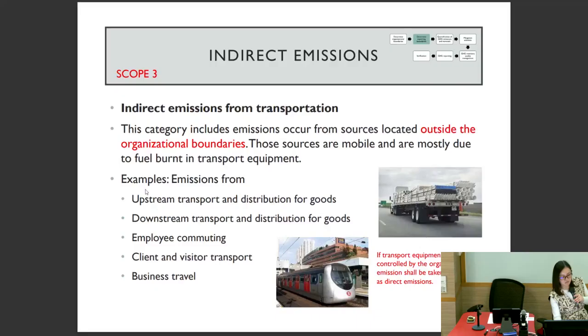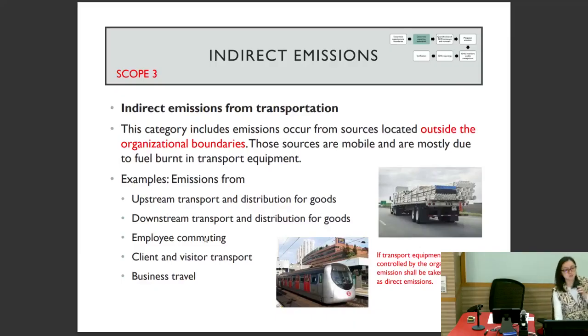And similarly, apart from upstream, okay, apart from transportation of the raw material for my manufacturing process, I may also need to transport or distribute the water bottles to some retailers, some distributors. Then these are downstream. So maybe I will use some truck to transport these water bottles to the retailer, to the distributor, and I do not own that truck. I do not operate, I do not have any control of those trucks. Then these emissions due to the transportation will be under scope 3.